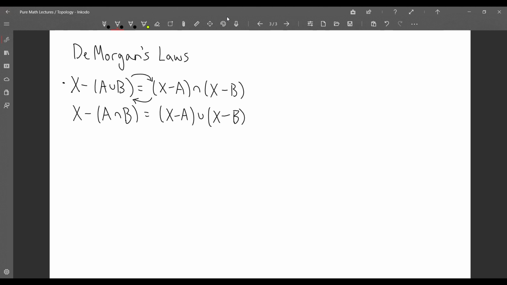If X is an element of X minus A union B, then I have to show that X is in X minus A and X is in X minus B. And you really just have to work with the logic there. There's nothing very challenging about it, right? There's no work you have to do. You just have to show that logically it is a true statement.